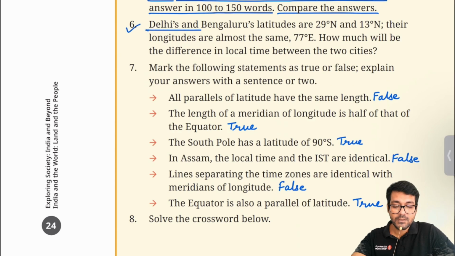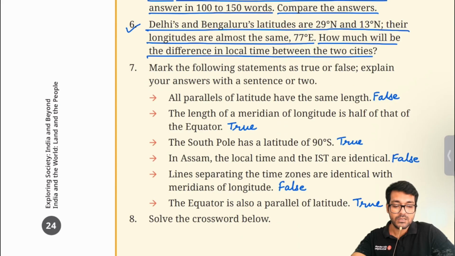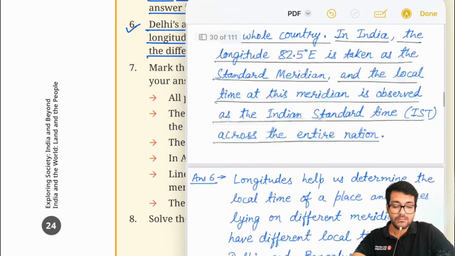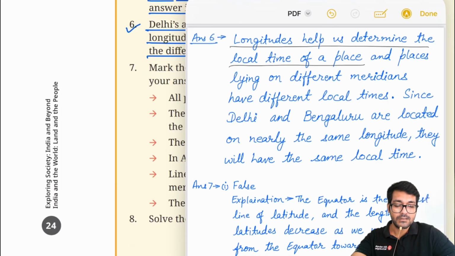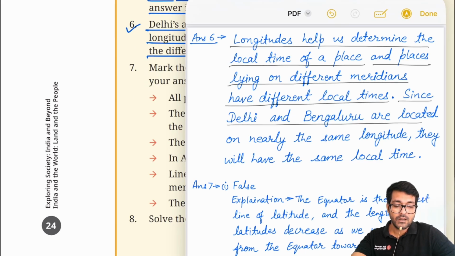6. Delhi's and Bengaluru's latitudes are 29 degrees north and 13 degrees north. Their longitudes are almost the same, 77 degrees east. How much will be the difference in local time between the two cities? You can write the answer like this. Longitudes help us determine the local time of a place, and places lying on different meridians have different local times. Since Delhi and Bengaluru are located on nearly the same longitude, they will have the same local time.